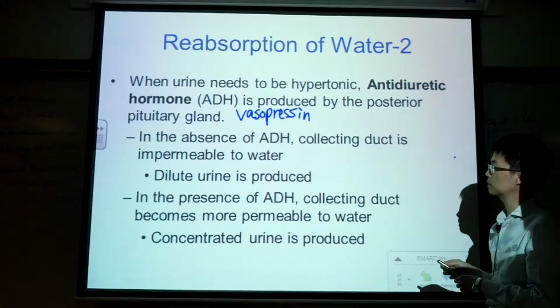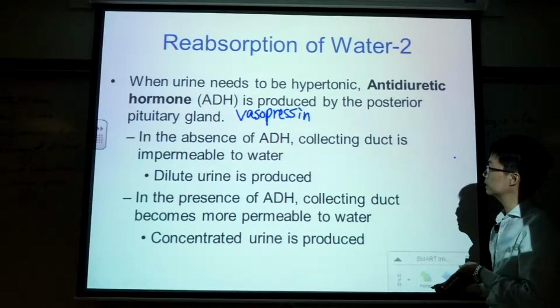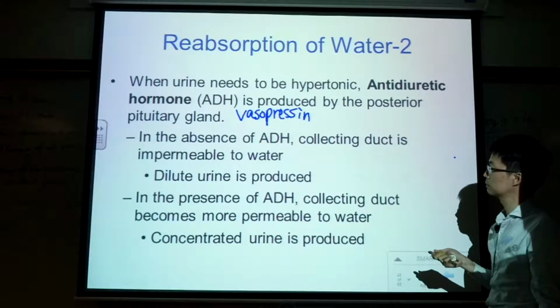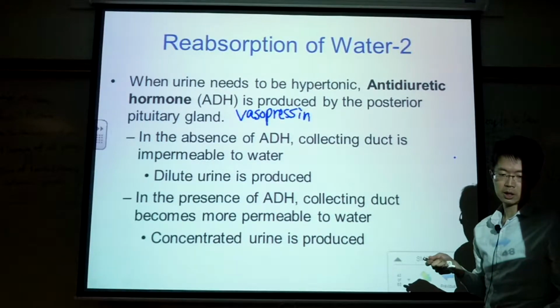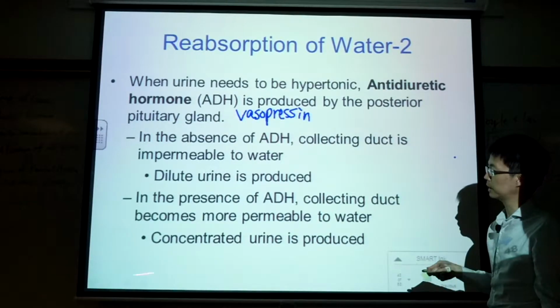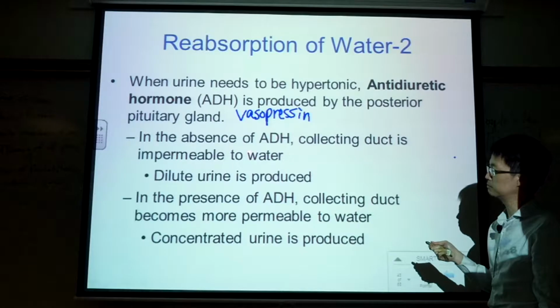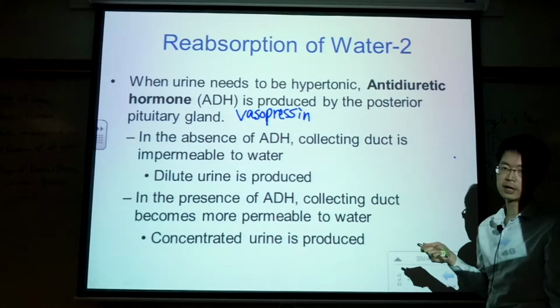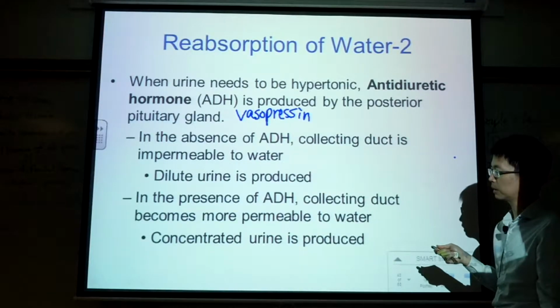It's the same hormone. Antidiuretic hormone means that it will help your body to reabsorb more water. So it explains how it works. When we do not have ADH, the collecting duct is impermeable to water, so the water will just go to your ureter and then come out from your body.